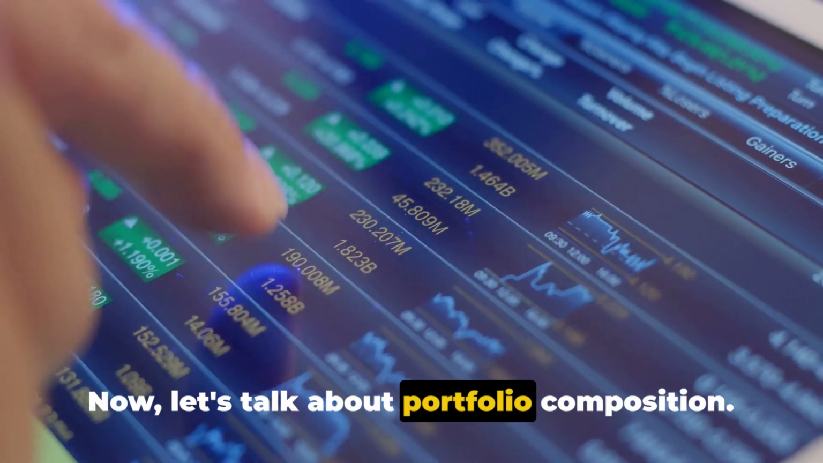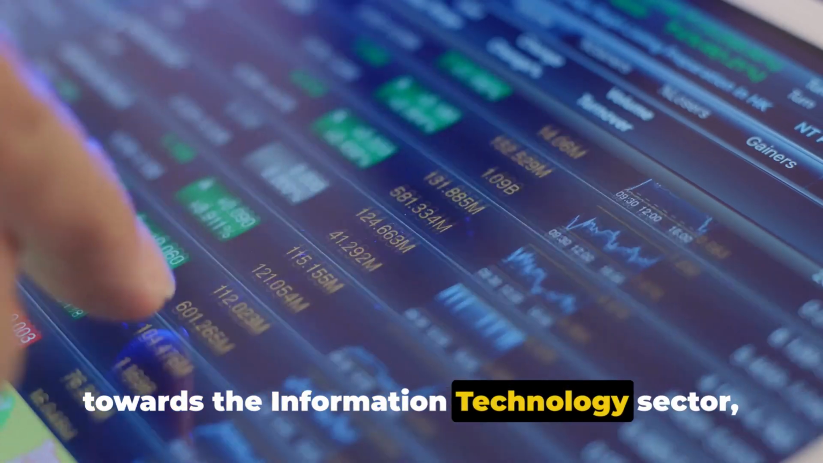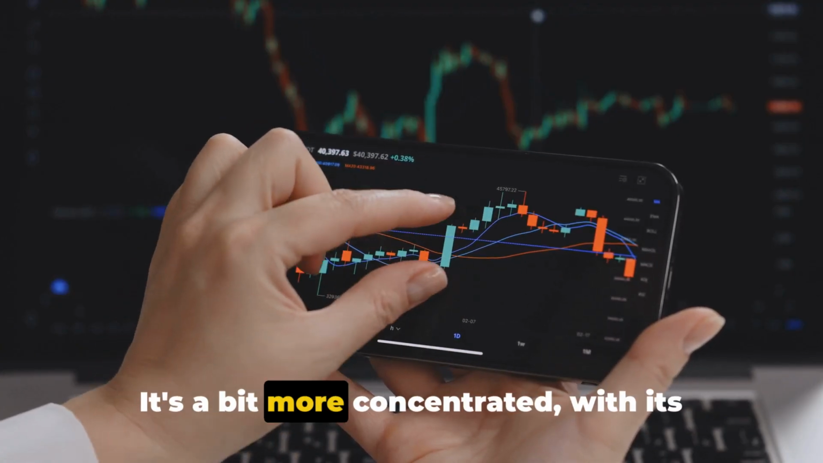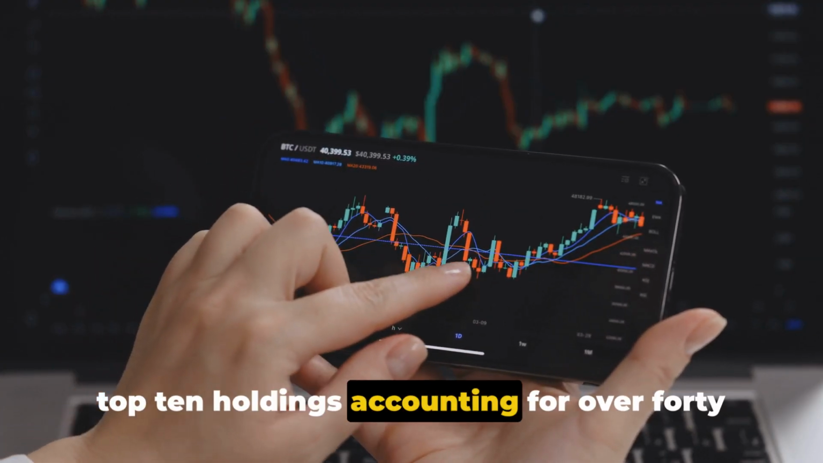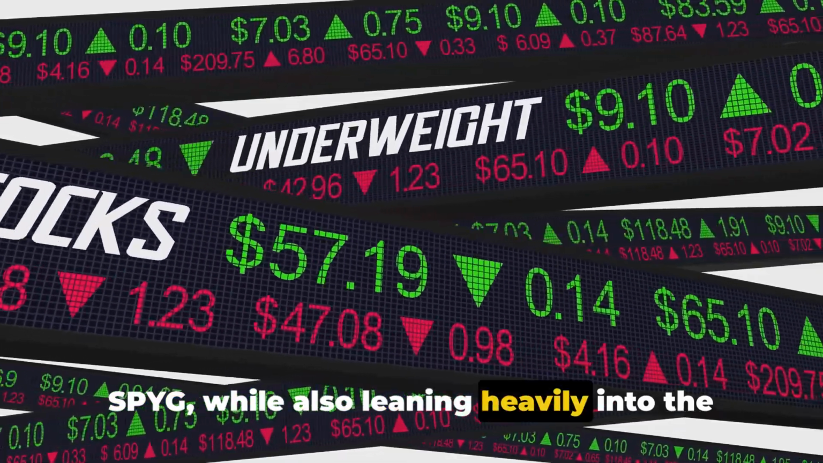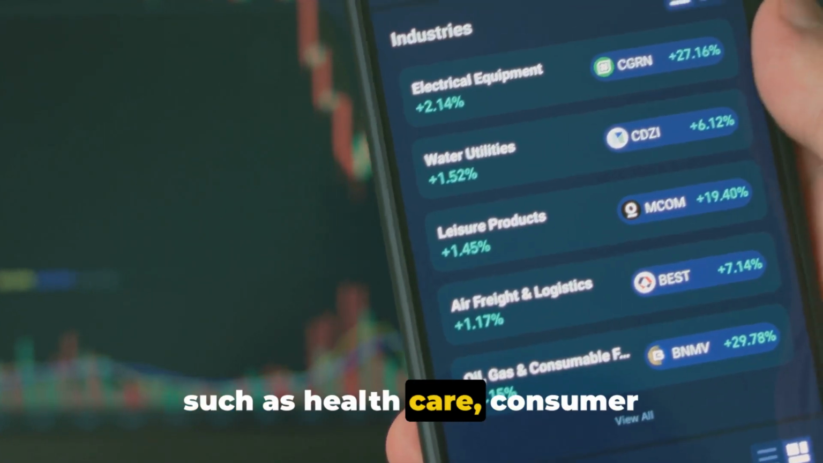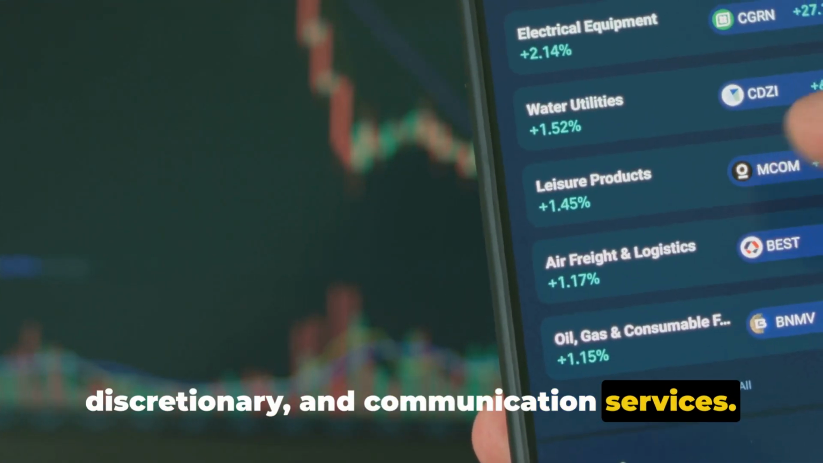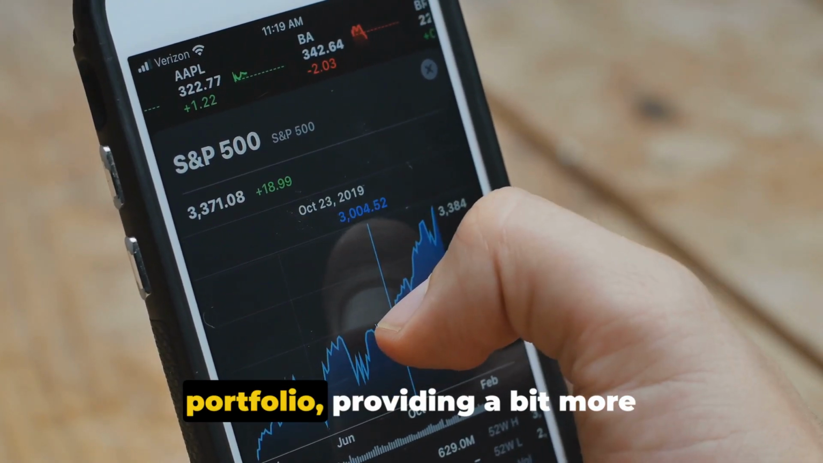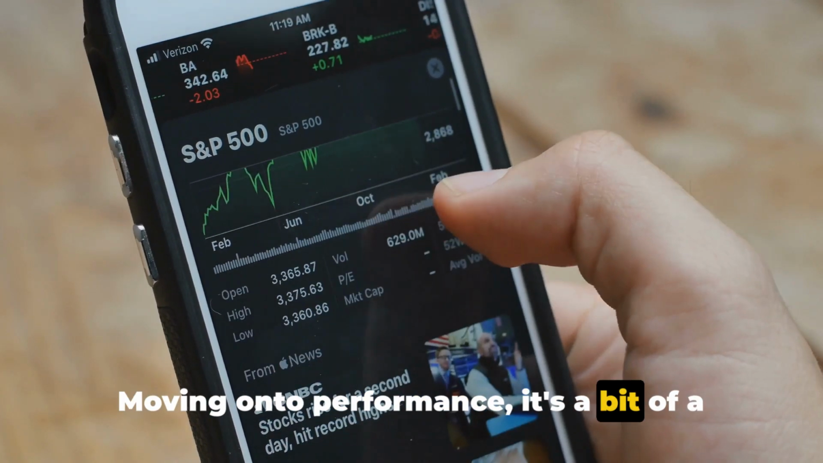Now let's talk about portfolio composition. SCHG's portfolio is heavily weighted towards the information technology sector, with significant positions in consumer discretionary and healthcare sectors. It's a bit more concentrated, with its top 10 holdings accounting for over 40% of the total portfolio. SPYG, while also leaning heavily into the information technology sector, has a more diversified spread across other sectors such as healthcare, consumer discretionary, and communication services. Its top 10 holdings make up a little less than 40% of the total portfolio, providing a bit more diversification compared to SCHG.